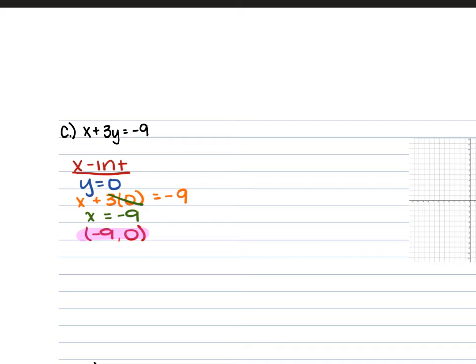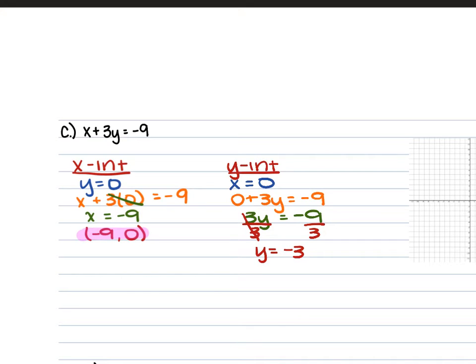To find our y-intercept, we're going to plug in 0 for x. And this is going to give us 0 plus 3y is equal to negative 9. So then this simplifies to just be 3y is equal to negative 9. We divide each side by that 3 and get that y is equal to negative 3. So this is the ordered pair 0, negative 3.